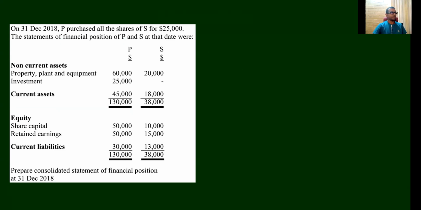Before that, you have to note one important thing. In any consolidated statement of financial position, you have to look at two dates. One date is the acquisition date, the effective date of P acquiring S. The effective date is 31st December 2018 in this example.